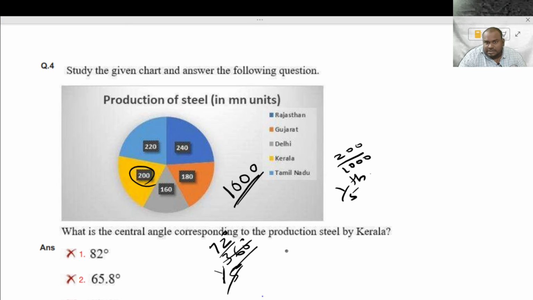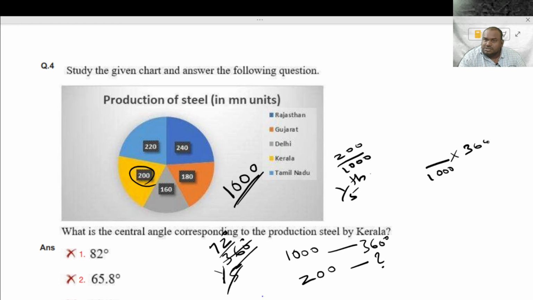How can you calculate? 1000 corresponds to 360 degrees. 200 will correspond to how many degrees? Whatever you know should come in the bottom. 1000 corresponds to 360 degrees, its corresponding value will come here. And whatever you don't know should be in the top. So how much should 200 be? 2 fives are 10, 5 sevens are 35, so 72.